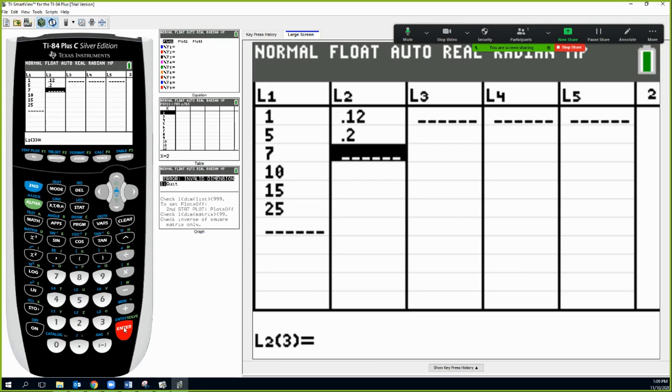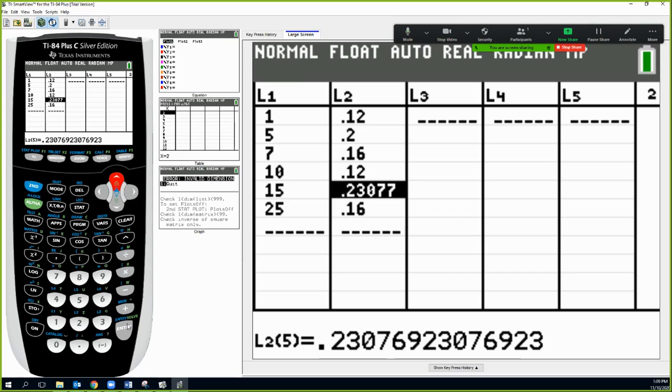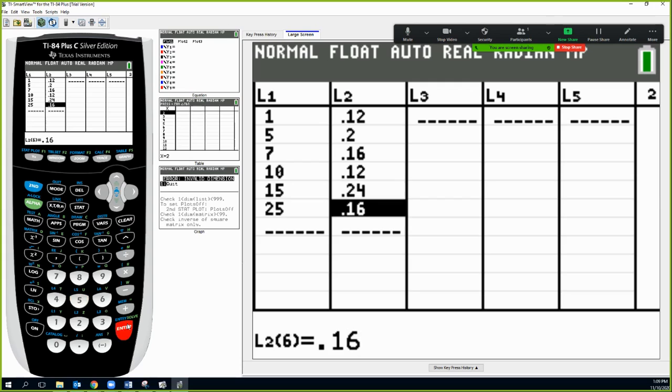5 out of 25, 4 out of 25, 3 out of 25, 6 out of 25, and 4 out of 25. And so that 6 out of 25 did not work out. Oh, that's because I put 26. And so then that should be it right there.